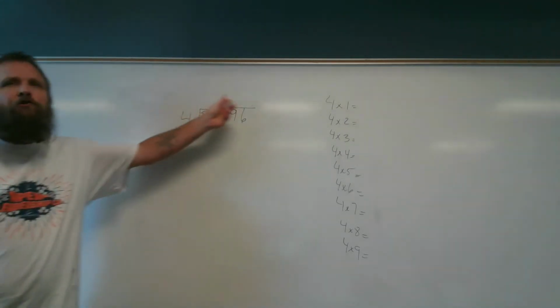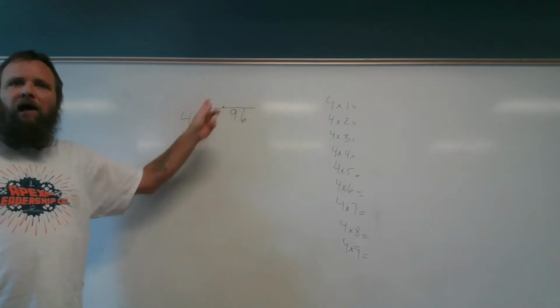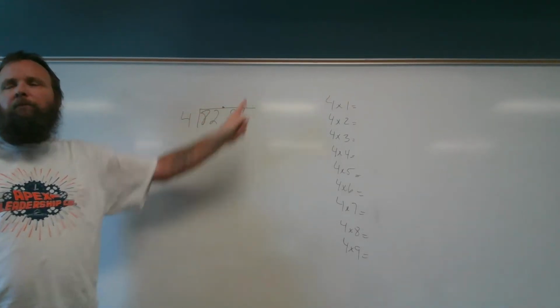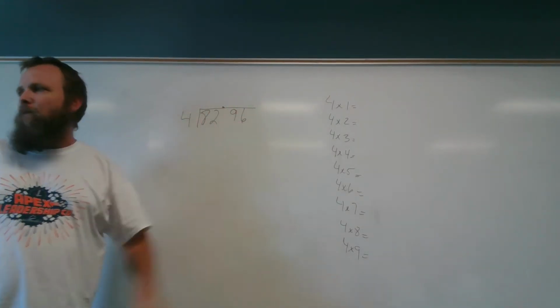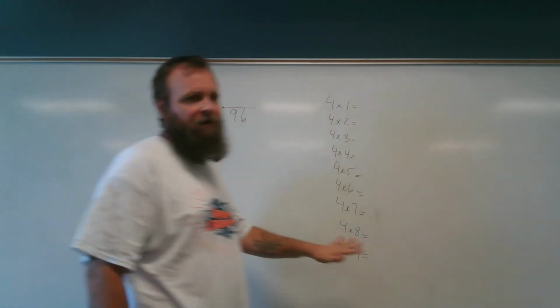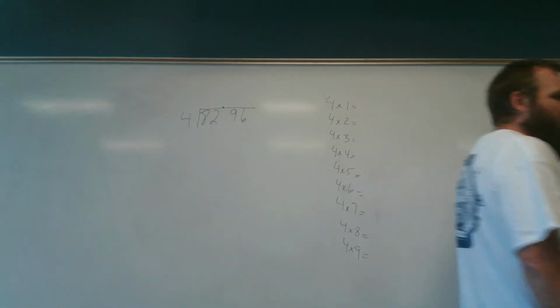Because I can't put a 2-digit number up here. I'm only putting one number at a time up here. 1 digit at a time in my quotient. That's it. 1 digit at a time in my quotient.